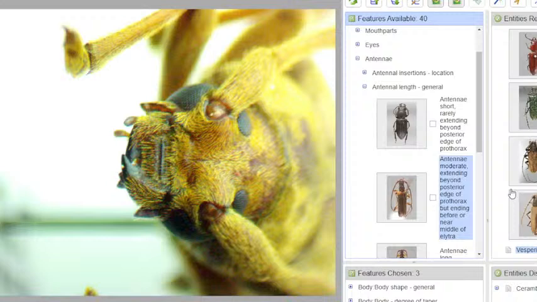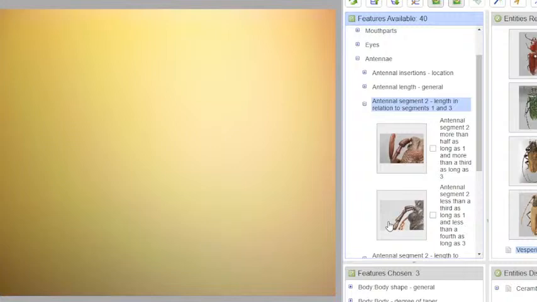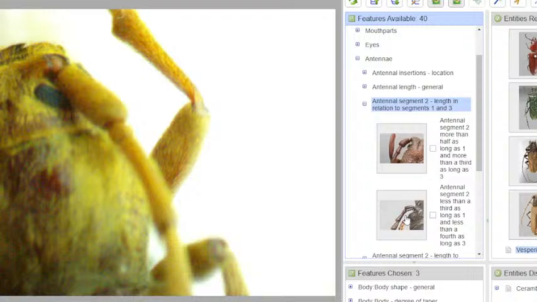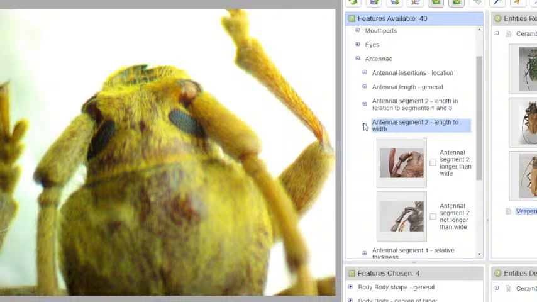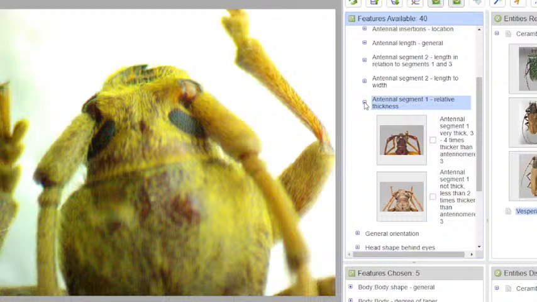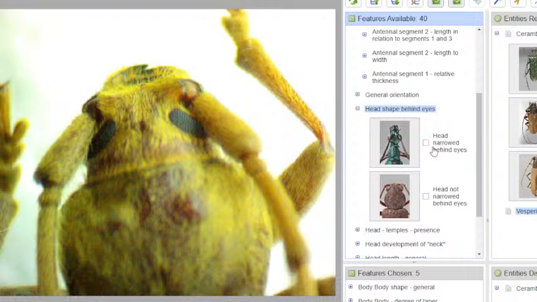Alright, let's look at antennal segment 2 in comparison. So we have another one with antennae that have this small segment right here. That's what they're asking about. The head narrowed behind the eyes? I wouldn't say so.